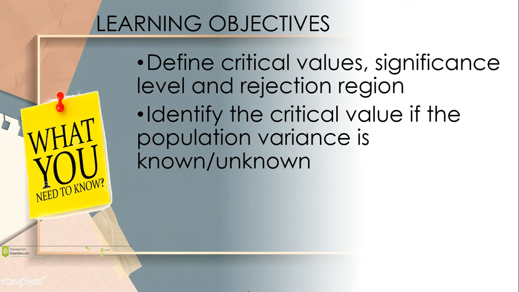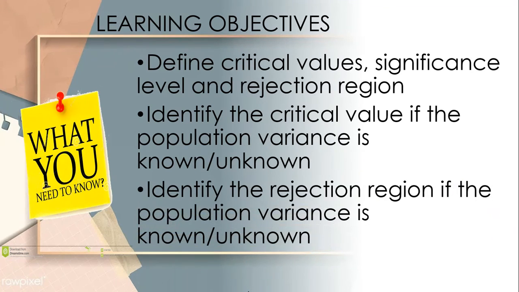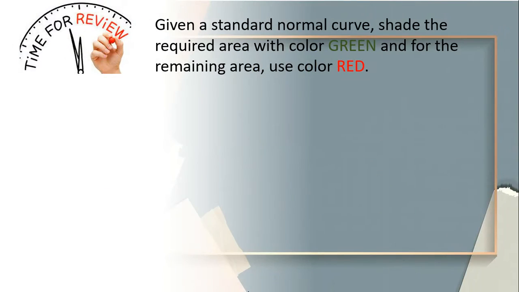And then identify the critical value if the population variance is known or unknown, and identify the rejection region if the population variance is known or also unknown.